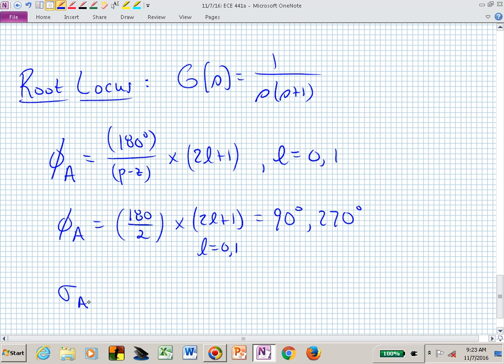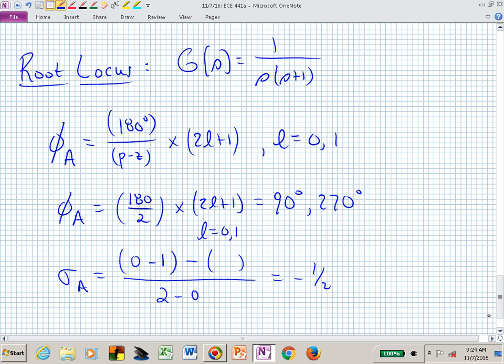And the centroid of those asymptotes, we add up our poles. We have a pole at 0 and we have a pole at minus 1. We subtract the zeros, which we do not have any, and then we divide that sum, or algebraic result, by the pole zero excess. And in this particular case, that's really all we have to do in terms of sketching the root locus.